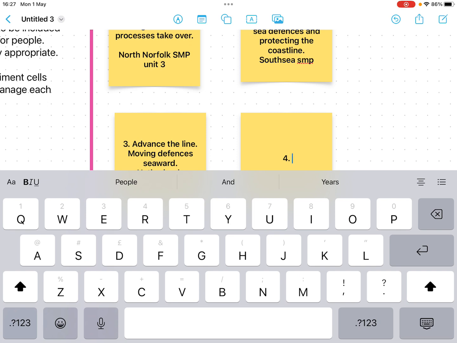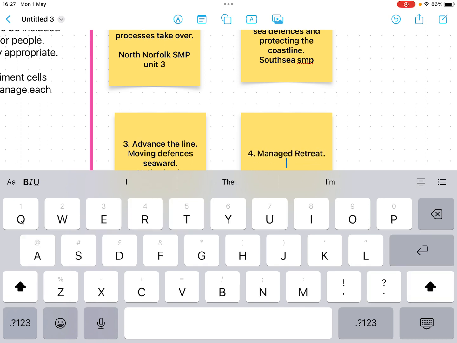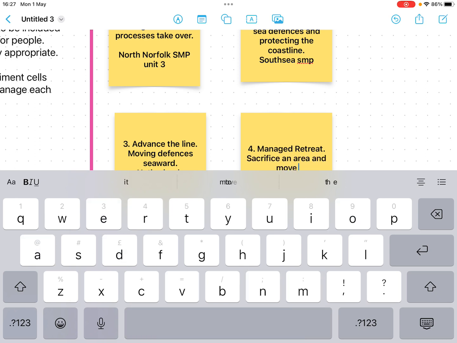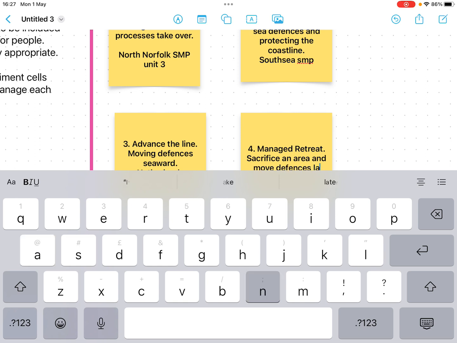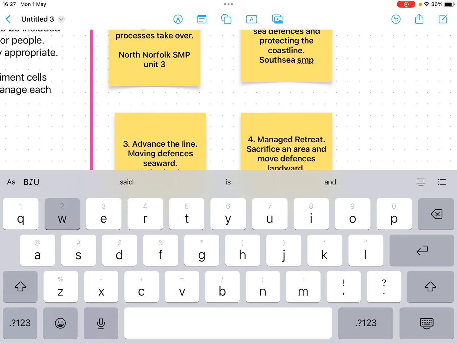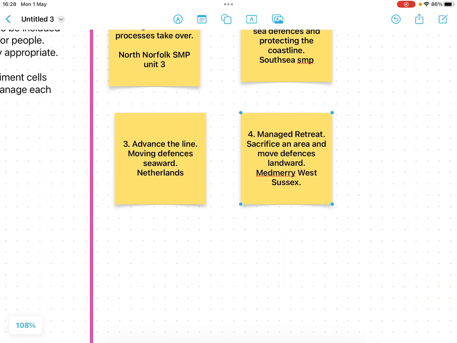And finally, the fourth thing we could do is we could either call it retreat the line, or the more common name for it is managed retreat. And this is where we basically sacrifice an area and move the defences landward. An example of this happened at Medmary in West Sussex. So what they did at Medmary was they breached the sea defences. They'd already built a new line further back, and they just let the sea wash in and flood an area to protect other areas around the coast.